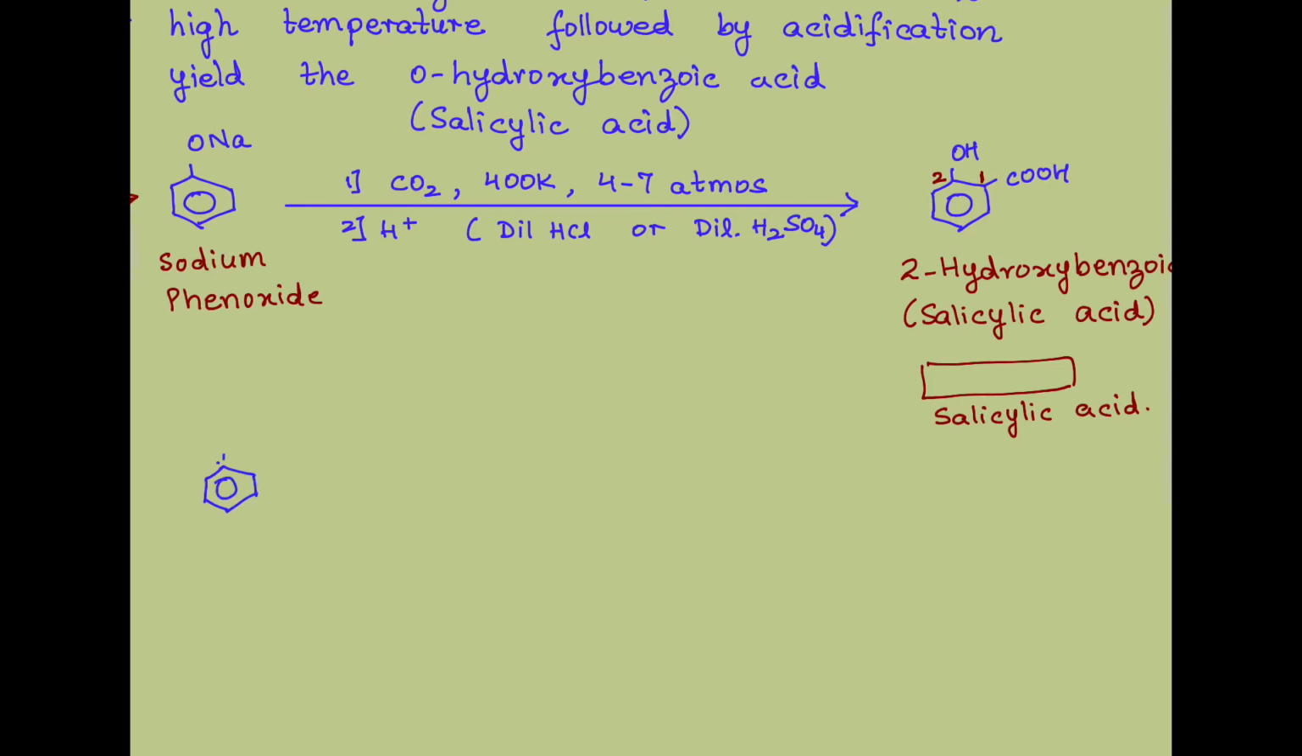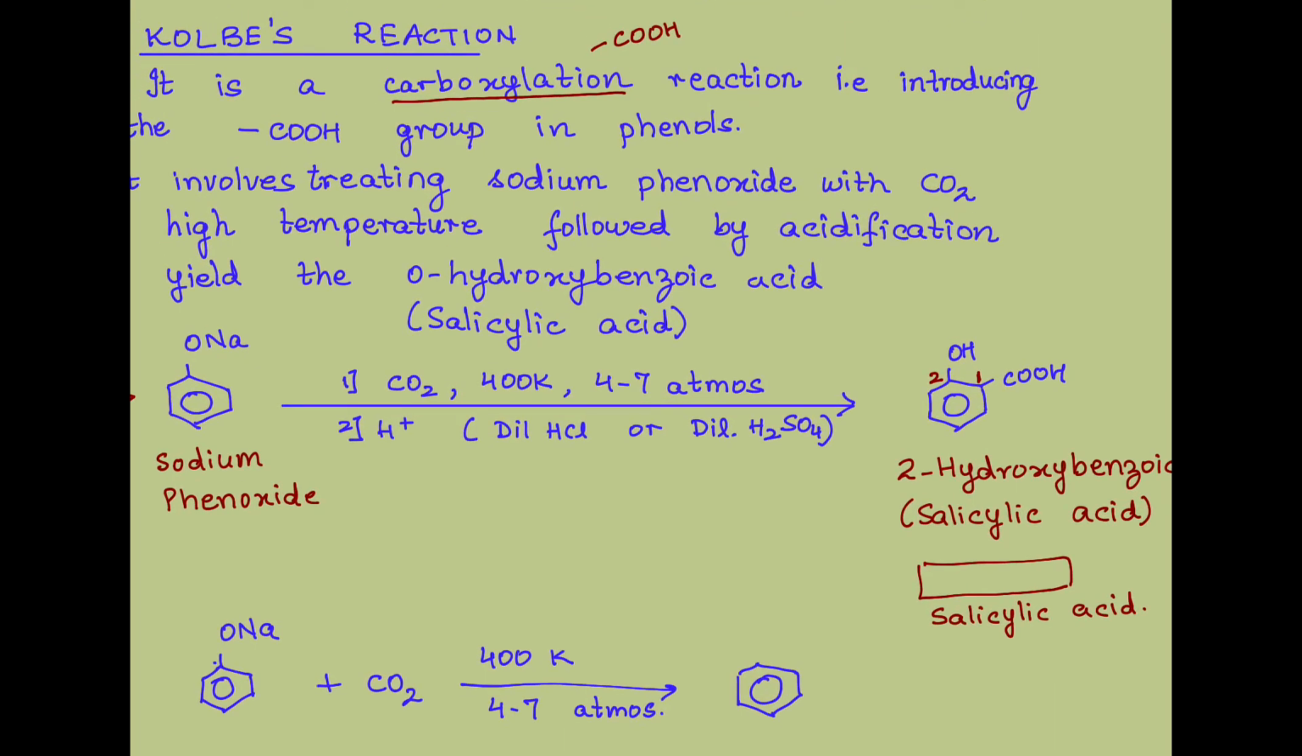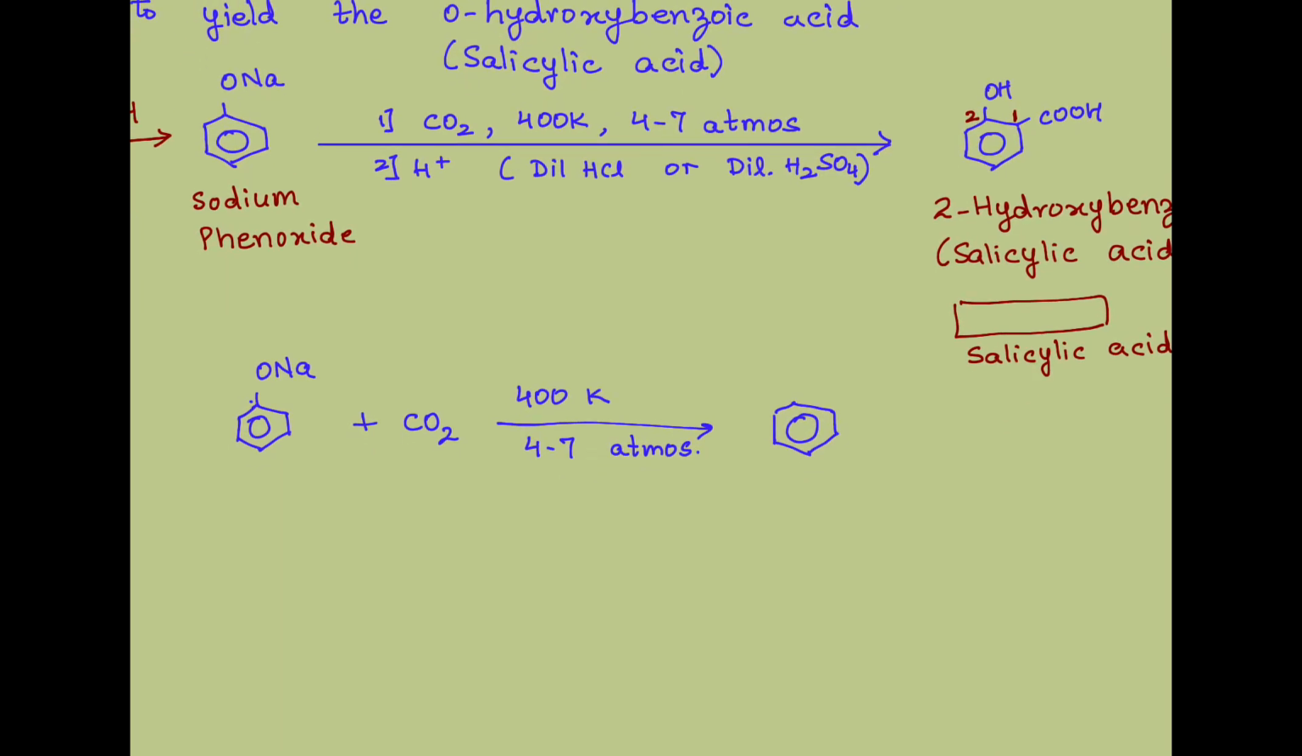So what do we have over here? Sodium phenoxide is first treated with carbon dioxide. Can you tell me the temperature and the pressure conditions, please? Yes, 400 Kelvin and 4 to 7 atmospheres. Now, what will happen here is the CO2 group gets introduced. That means there is carboxylation of the benzene ring. Now, what you can understand over here, sodium phenoxide means my oxygen is going to release electrons towards the benzene ring at the ortho position.